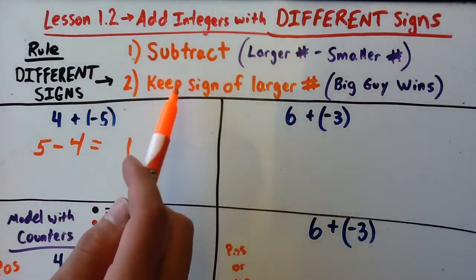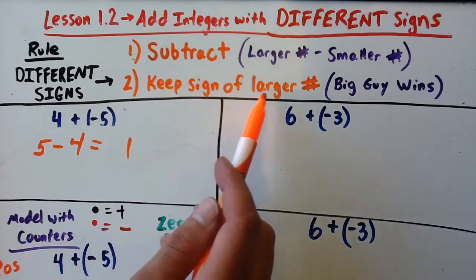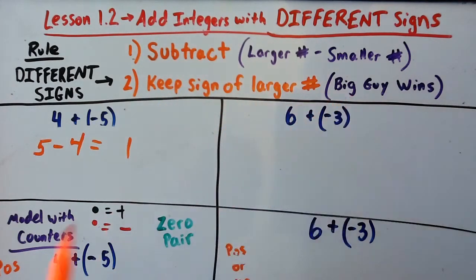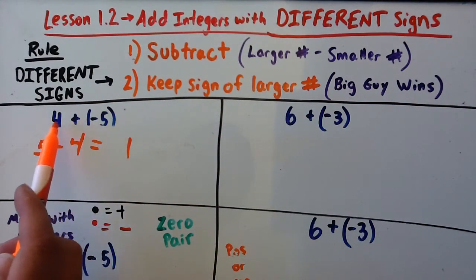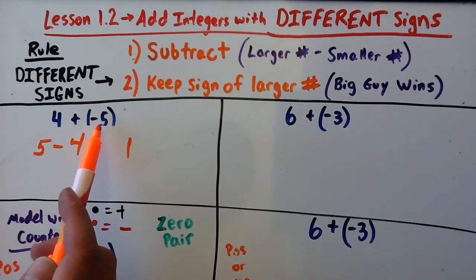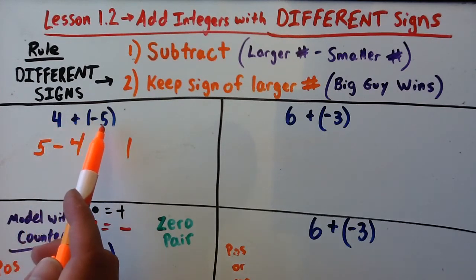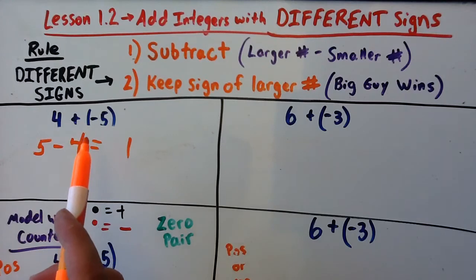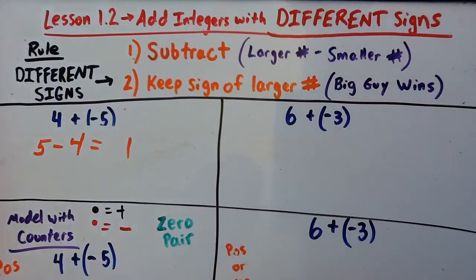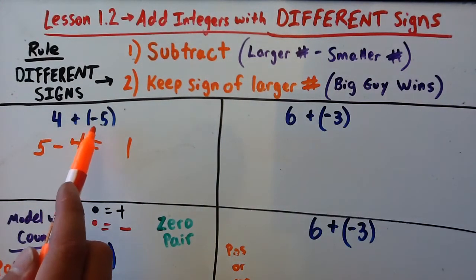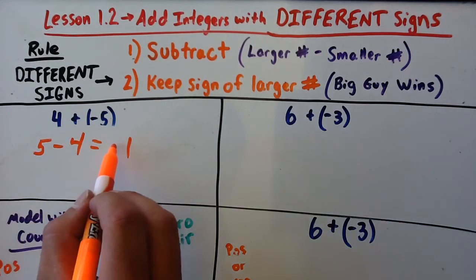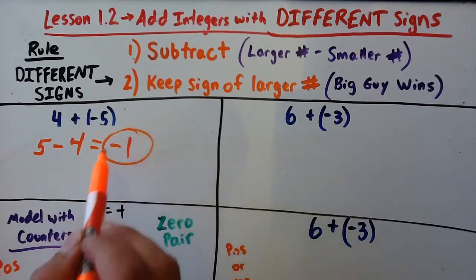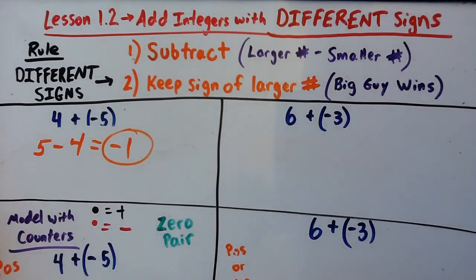After I subtract, then in my answer I keep the sign of the larger number, or we could say the big guy wins. And so if we ignore their signs, which one is bigger? Which one's the big guy? Is 4 bigger than 5 or 5 bigger than 4? Well, 5 is bigger than 4, right? We would say it has the greater absolute value. It's the furthest away from 0. And so what we're going to do is keep its sign. Its sign is negative, and so our answer will be negative 1. 4 plus negative 5 is negative 1.